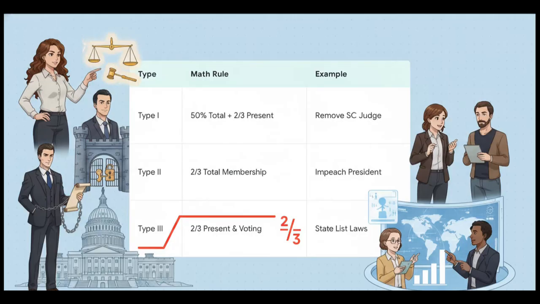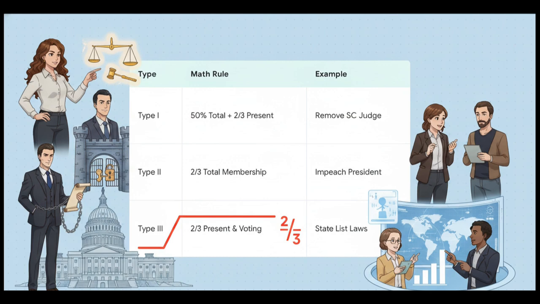Okay, let's break this down step by step, because there are actually 3 flavors here, and the mathematical difficulty scales perfectly with how severe the action is. Type 1 requires 2 things at the exact same time. First, you need that absolute majority we just talked about, more than 50% of the whole House. Plus, you need 2/3 of the people actually present and voting.